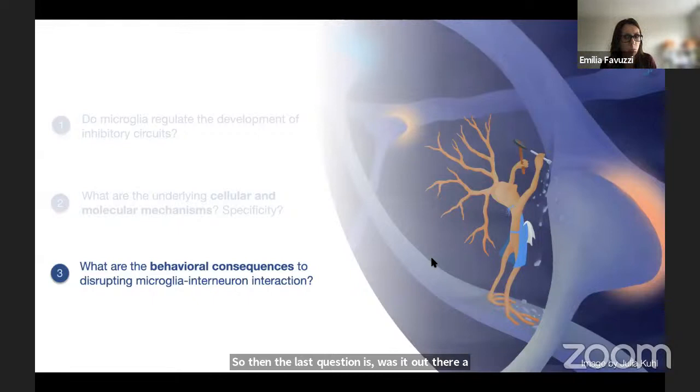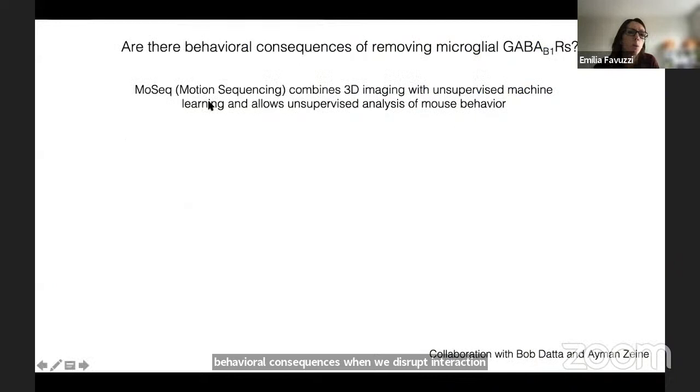So then the last question was, are there any behavioral consequences when we disrupt the interaction between microglia and inhibitory synapses? And to answer this question, we used MoSeq, or motion sequencing, that was developed by the Datta lab at Harvard Medical School and allows unsupervised analysis of mouse behavior. And it's really based on the idea that behavior is composed of specific motifs called syllables in MoSeq, like a specific type of run or a rear, and they all come together following a specific structure to produce continuous behavior.